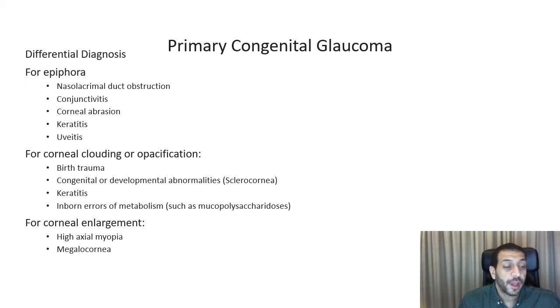Corneal enlargement can happen in a condition called megalocornea, which is a large cornea, but not due to raised intraocular pressure, or in high myopia, because myopic eyes are usually larger than normal-sized eyes.